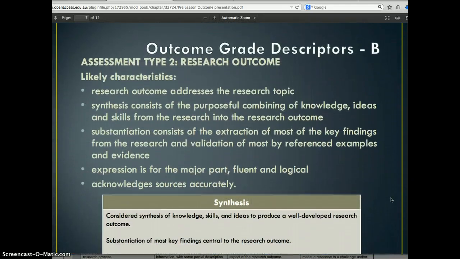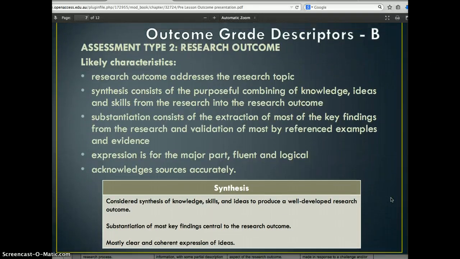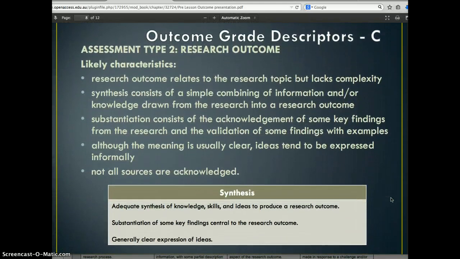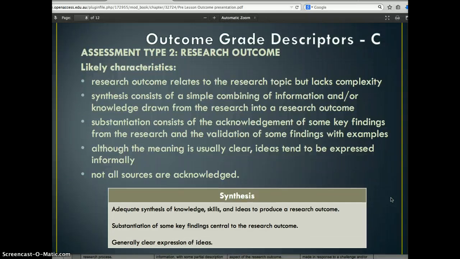Let's have a look at, these slides are on Moodle under the pre-lesson outcome presentation. Let's have a look at the C grade descriptor. A C grade outcome is likely to have these characteristics. Research outcome relates to the research topic but lacks complexity. Synthesis consists of a simple combining of information and/or knowledge drawn from the research into a research outcome.